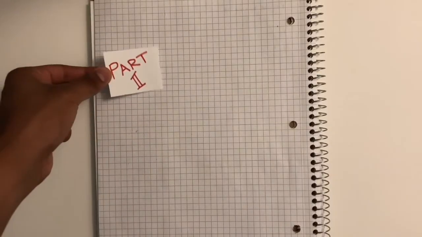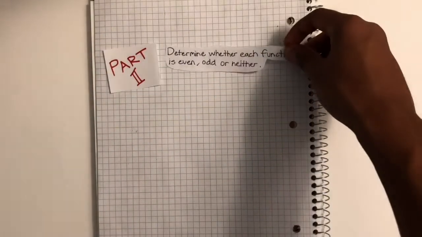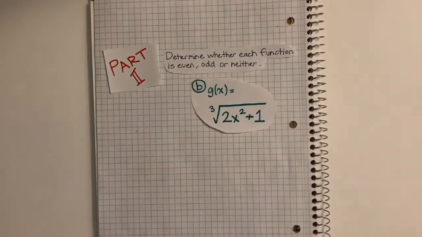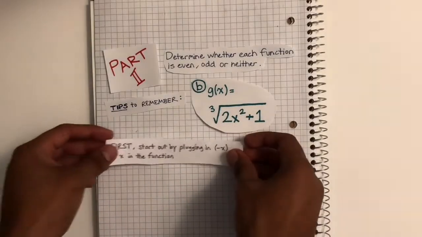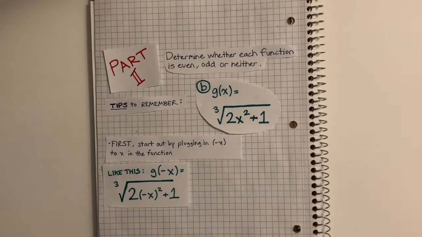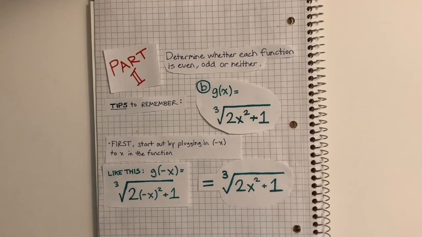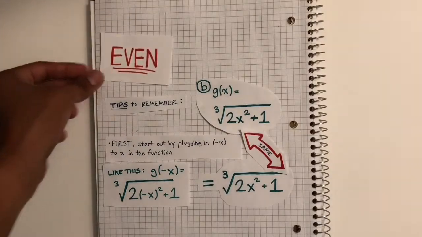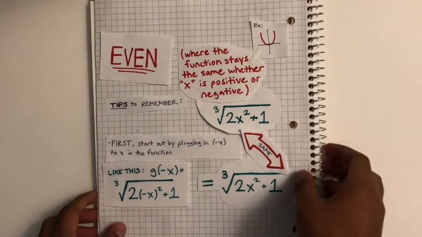Now here we have part 2 of the sig. Determine whether each function is even, odd, or neither. Let's first take on part b. g of x is equal to the cubed root of 2x squared plus 1. Here's a tip to remember. First start out by plugging in negative x into x in the function, like that. As you further solve and simplify, you'll notice that g of negative x has the same equation as the original g of x. Therefore, you can say they are even.